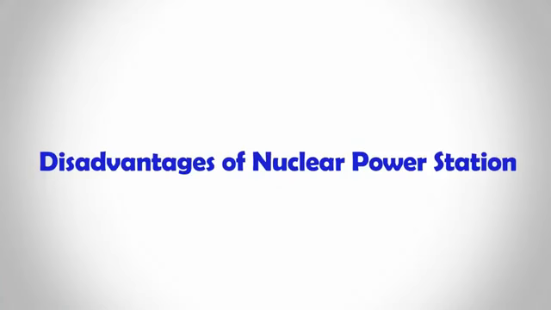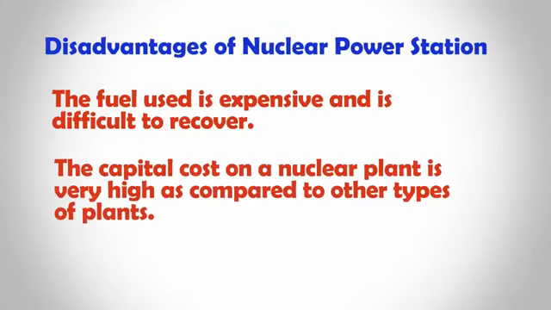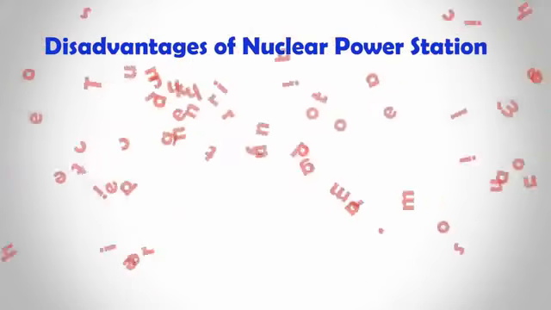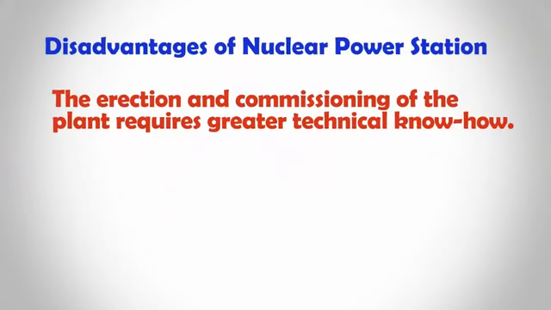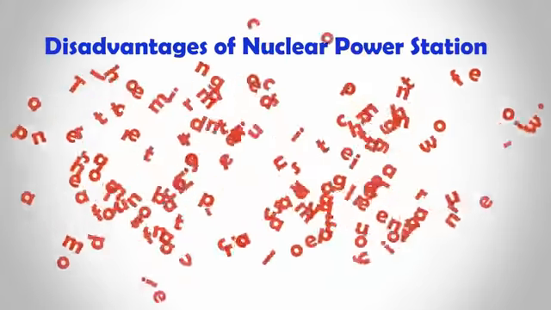Disadvantages of nuclear power station. The fuel used is expensive and is difficult to recover. The capital cost of a nuclear plant is very high as compared to other types of plants. The erection and commissioning of the plant requires greater technical know-how. The fission byproducts are generally radioactive and may cause a dangerous amount of radioactive pollution.